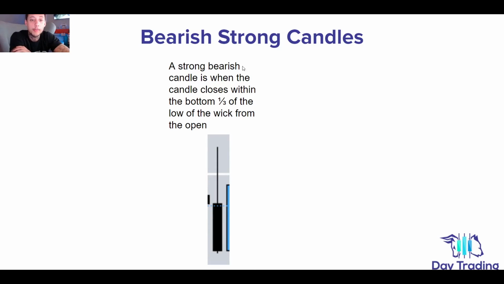So a strong bearish candlestick is pretty much the same thing, just vice versa. A strong bearish candle is when the candle closes within the bottom third of the low from the open to the low of the wick. So if we look at this bearish candlestick here, the open is going to be right here where this candlestick actually starts. Notice how it closed in the bottom third of the actual wick.